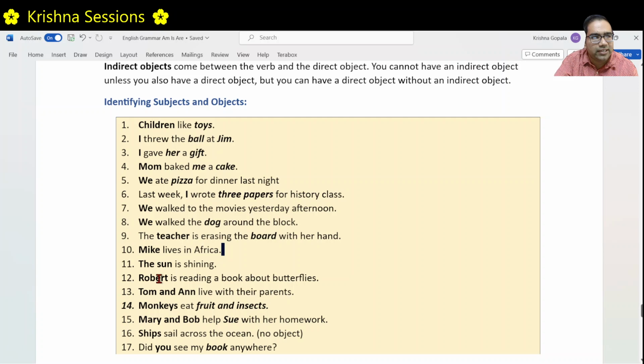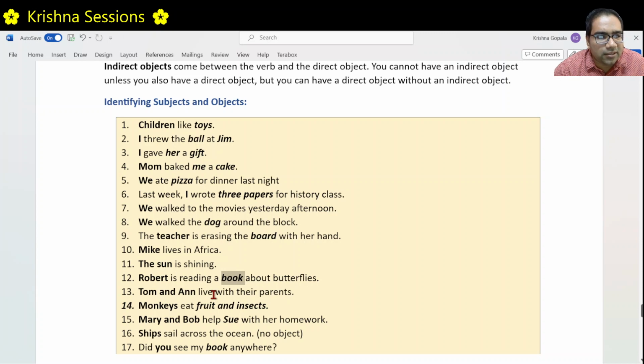Robert is reading a book about butterflies. He is reading a book. He is reading something. Reading something, reading a book. Book is taking the direct action of the verb reading. That's why book is a direct object. Again, live. Tom and Anne live with their parents. Here, there is no direct object.